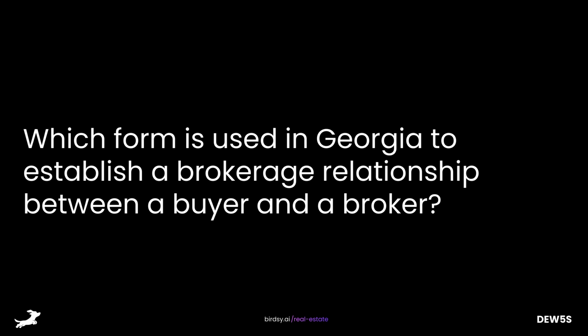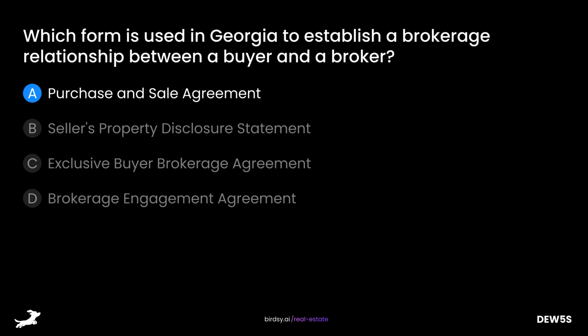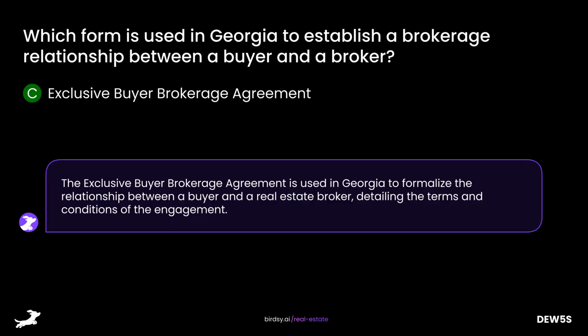broker? Is it A, purchase and sale agreement, B, seller's property disclosure statement, C, exclusive buyer brokerage agreement, or D, brokerage engagement agreement? The answer is C, exclusive buyer brokerage agreement. The exclusive buyer brokerage agreement is used in Georgia to formalize the relationship between a buyer and a real estate broker, detailing the terms and conditions of the engagement.